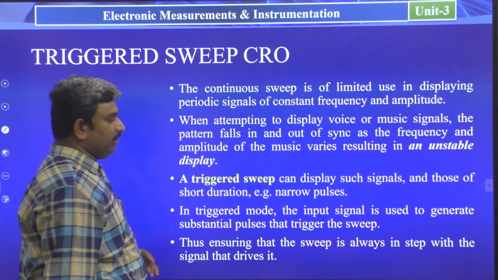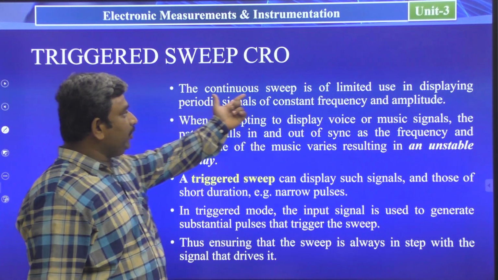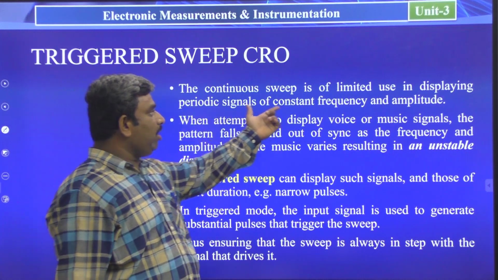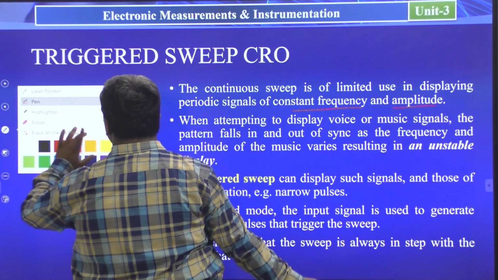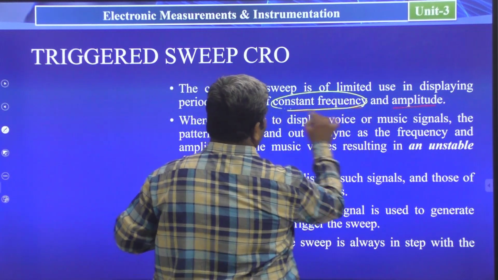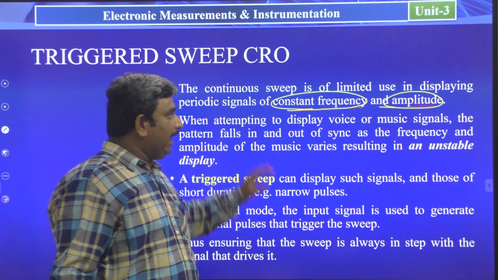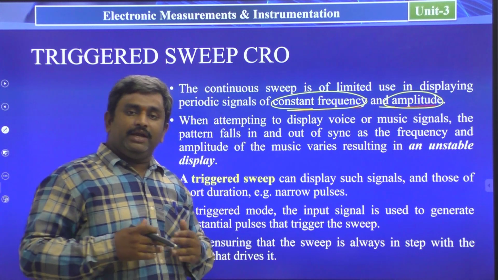Next, see the theoretical explanation for this triggered sweep CRO. The continuous sweep is of limited use in displaying periodic signals of constant frequency and amplitude. This is a very important parameter. Wherever constant frequency and amplitude are required, at that time we use this continuous sweep CRO.